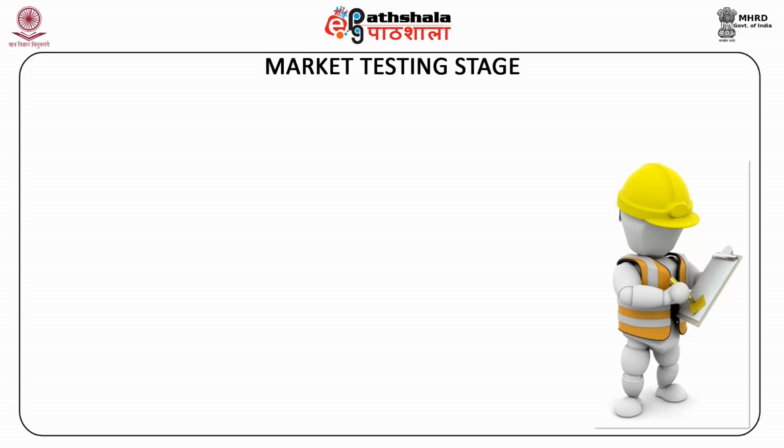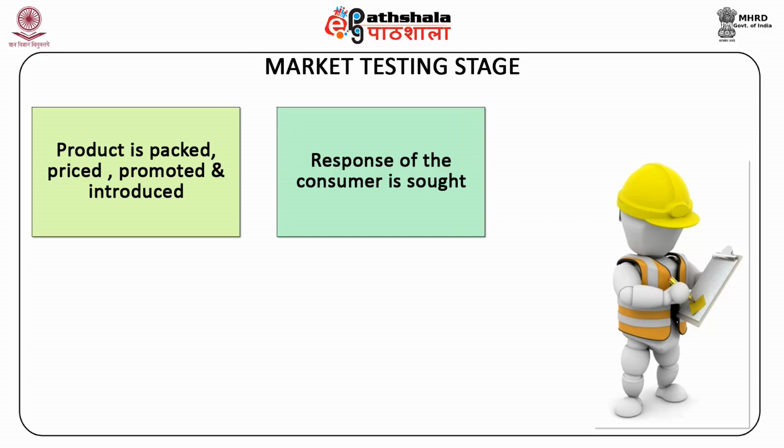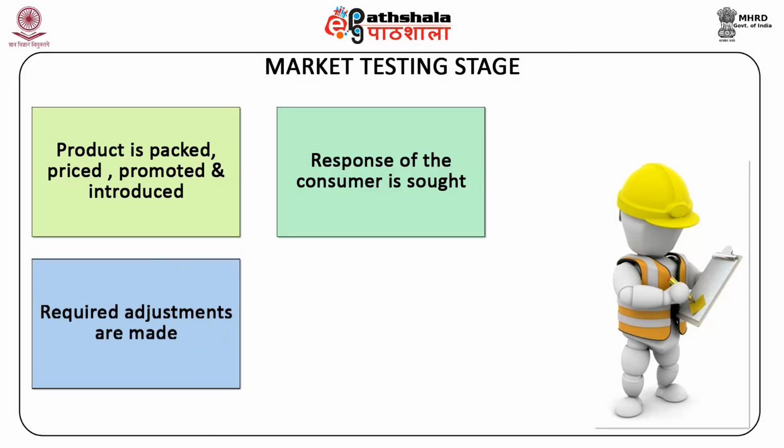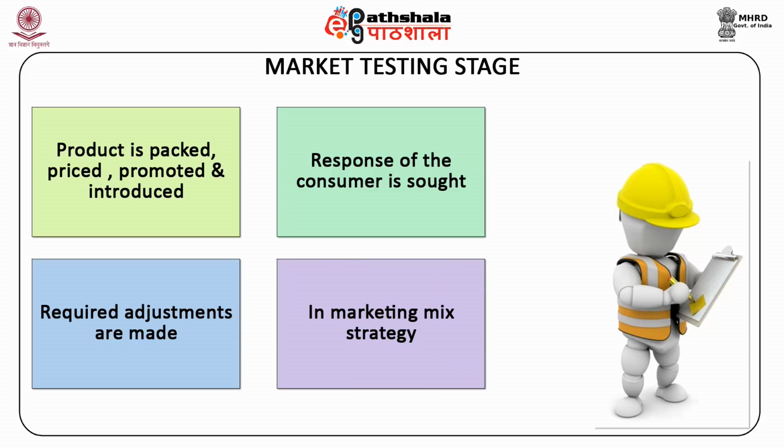At this stage, the product is finally packed, priced, promoted, and introduced in a small geographical area. The response of the consumers is sought from the test marketing area, and the required adjustments are made in the various marketing mix elements. Once finally approved by the larger segment of target customers, the product is ready to move to the seventh stage, that is commercialization.